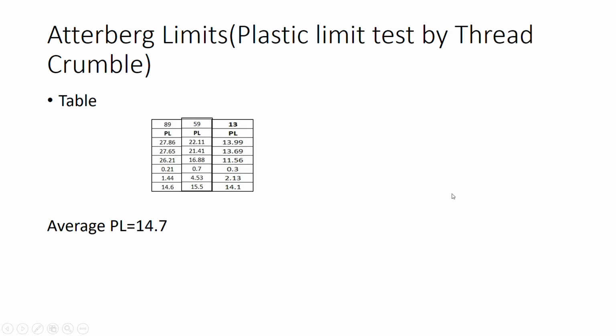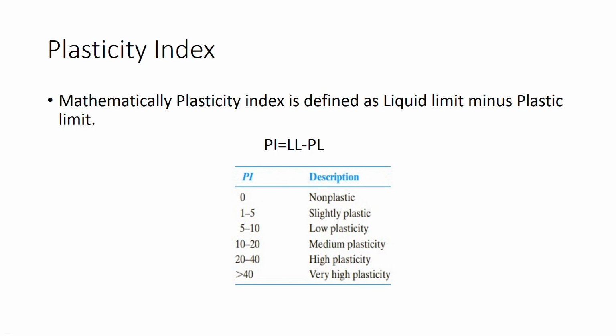This is the table showing the 3 trials. These are the can numbers, weight of can plus wet soil, weight of can plus dry soil, weight of cans, and this is the moisture content. The average of these three trials is around 14.7%. This is the plasticity index, which is basically liquid limit minus plastic limit. This is the chart showing the different plasticity levels from 0 to 40 and greater than 40% PI.